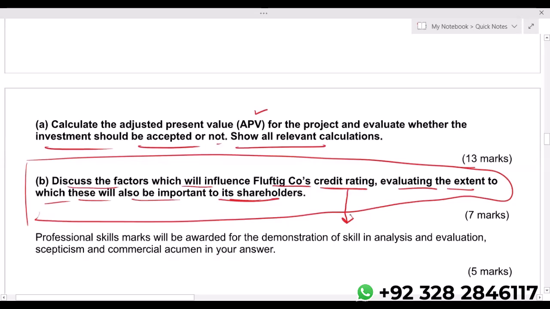The factors that affect the credit rating. Number one, earnings protection. Now, what do you mean by earnings protection? Those organizations that are diversified have protected their earnings through diversification. They will attract a good credit rating.